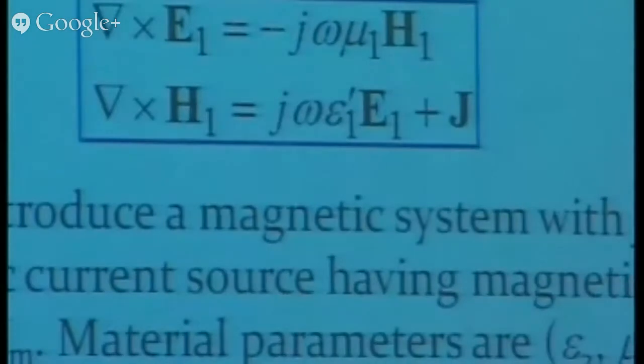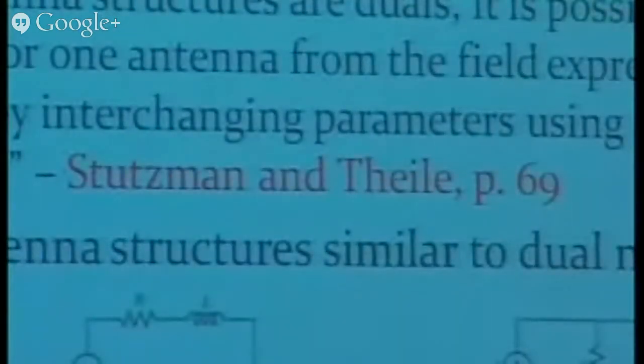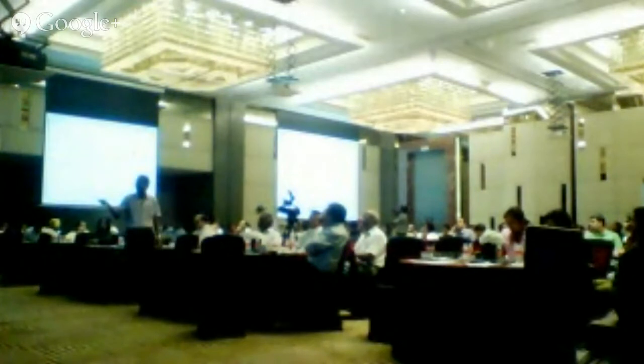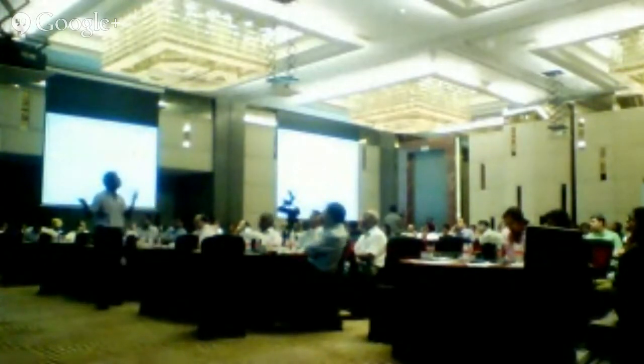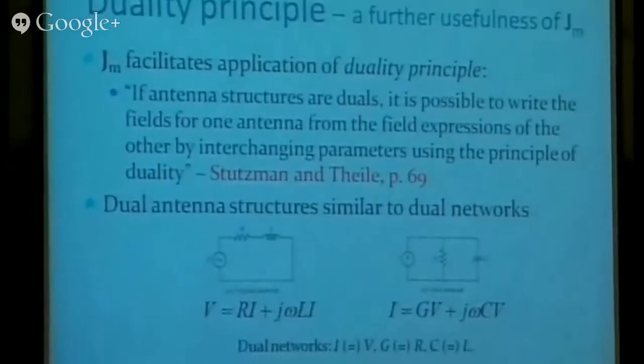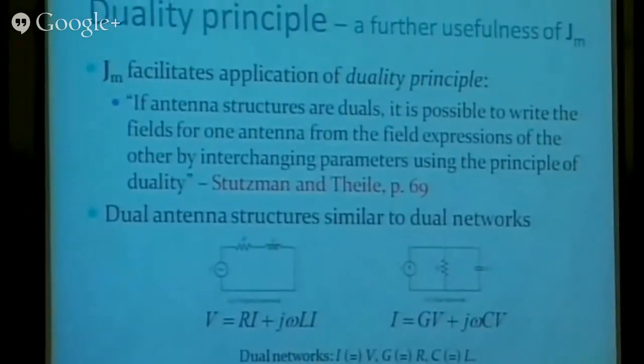So these are dual structures. Dual structures, as we have seen, are in the case of dipoles. And I think any antenna textbook presents this method. So this is another reason why it will be convenient to introduce magnetic sources. So there are three reasons that we have cited. There could be more. Whatever I know is what I have.